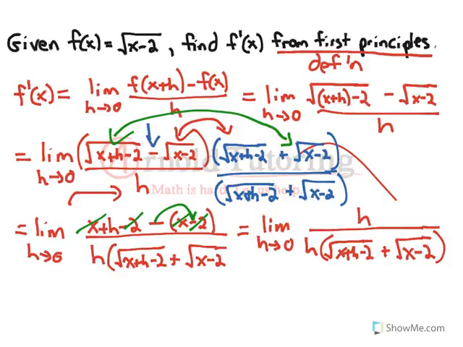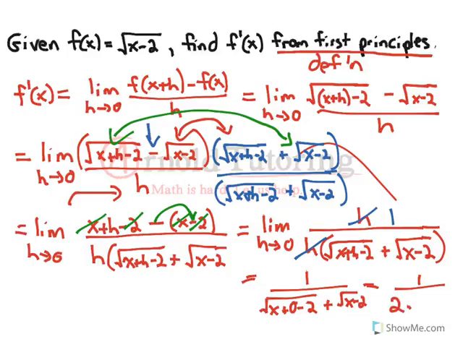We know that h on the bottom is our problem. We can now cancel that with the h on top. Make sure you put a 1 there. Now you say, is there a problem? In other words, can I sub that 0 in for h? Yes, you can. So we don't write limit anymore. This is just 1 over the square root of x plus 0 minus 2, because I've subbed in 0 for h, plus the square root of x minus 2, which is just 1 over 2 square root of x minus 2, because there's 2 of them here, 1 and 2. 0 minus 2 is just minus 2.